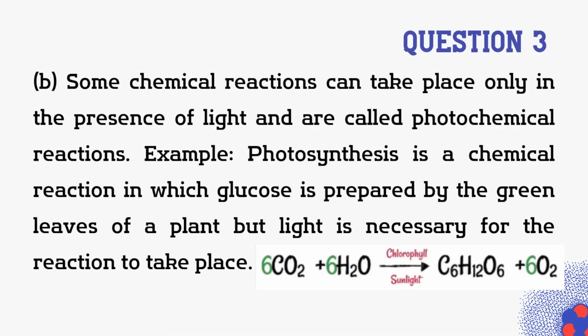Answer for B. Light. Some chemical reactions can take place only in the presence of light and are called photochemical reactions. Example, photosynthesis is a chemical reaction in which glucose is prepared by the green leaves of a plant, but light is necessary for the reaction to take place. In photosynthesis, carbon dioxide, represented as 6CO2, combines with water, 6H2O, in the presence of chlorophyll and sunlight. This reaction produces glucose, written as C6H12O6, along with oxygen, represented as 6O2. The energy from sunlight powers this reaction, while chlorophyll, the green pigment in plants, acts as a catalyst.